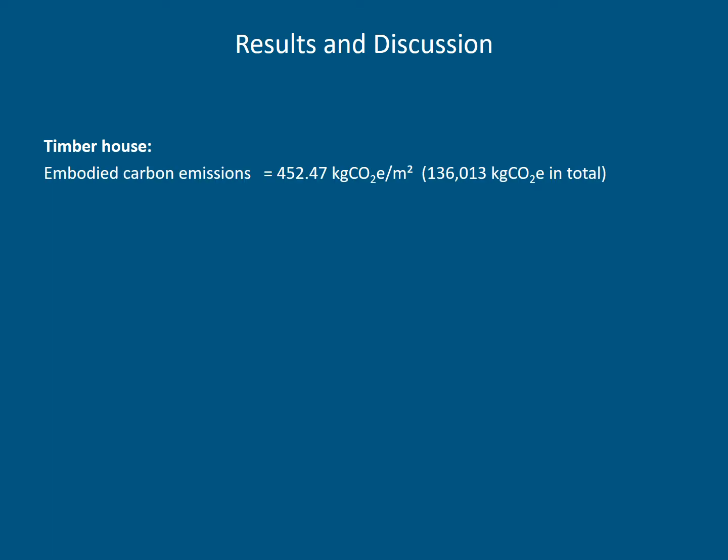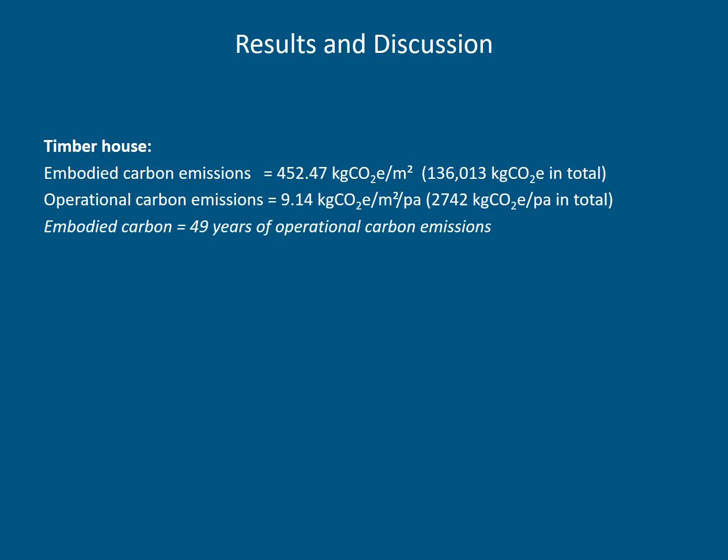When we look at the results from evaluating the carbon emissions from these two case studies, we see that in the timber house, the embodied carbon emissions are 452 kilograms per metre squared, but 136,000 kilograms in total. By contrast, the operational carbon emissions are about 9 kilograms per metre squared per year and 2,742 kilograms per year in total. This means that it takes approximately 47 years of operational carbon emissions to match the embodied carbon, making the embodied carbon very significant.